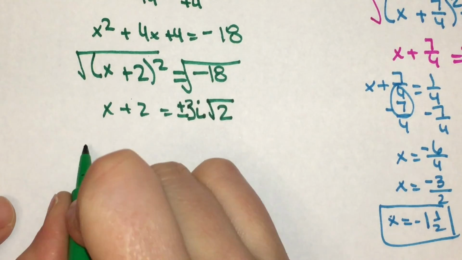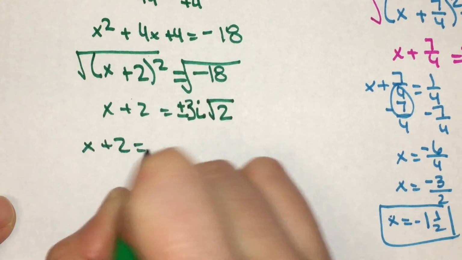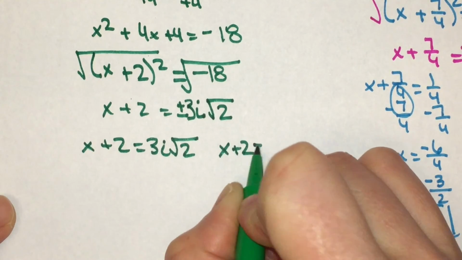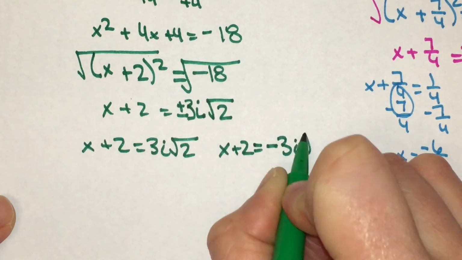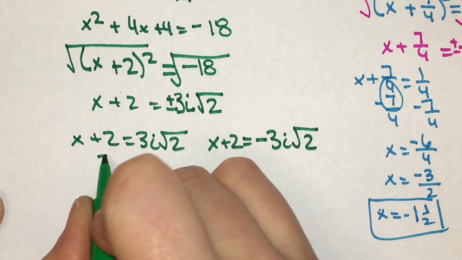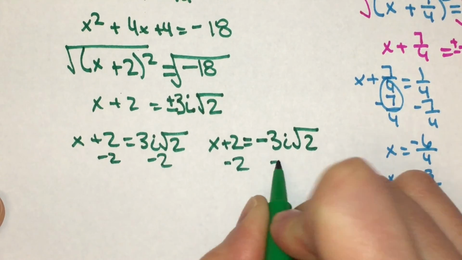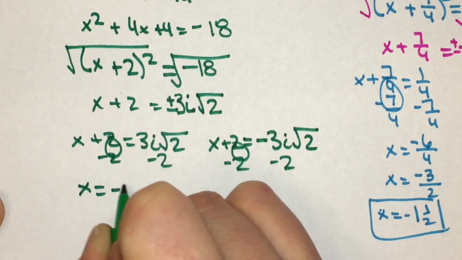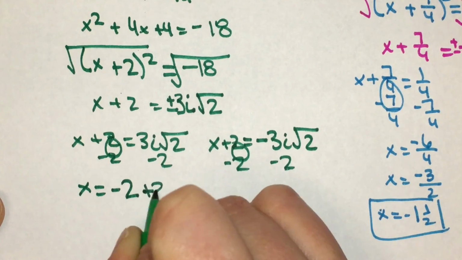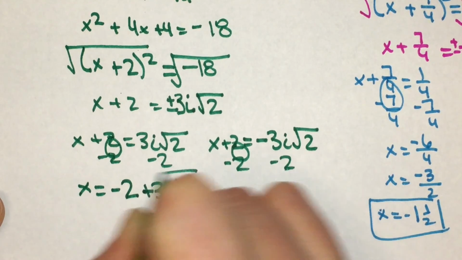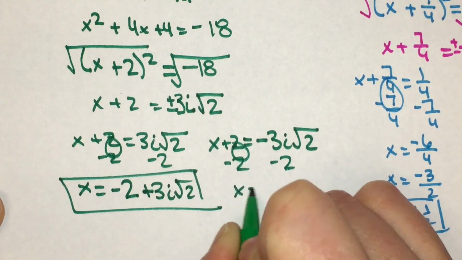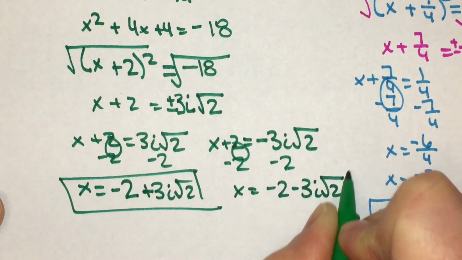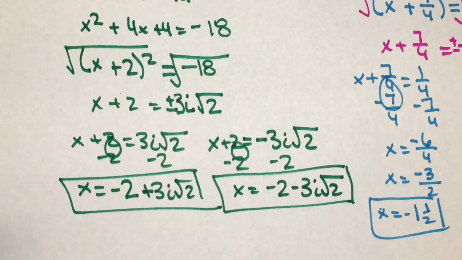All right, so I'm going to solve for both cases. x plus 2 equals 3i times the square root of 2, and x plus 2 equals negative 3i times the square root of 2. Subtract 2 on both sides for both cases. And x equals, I like to put the number in front, negative 2 plus 3i times the square root of 2. And x equals negative 2 minus 3i times the square root of 2. Hopefully you were able to solve all of those.